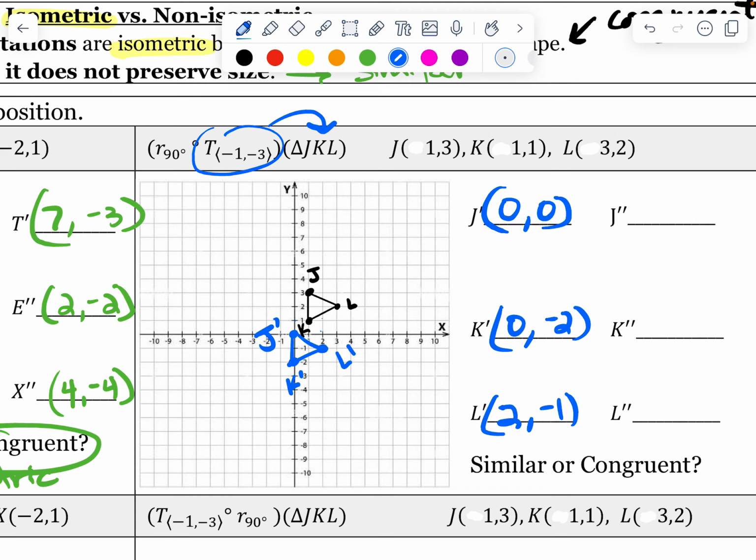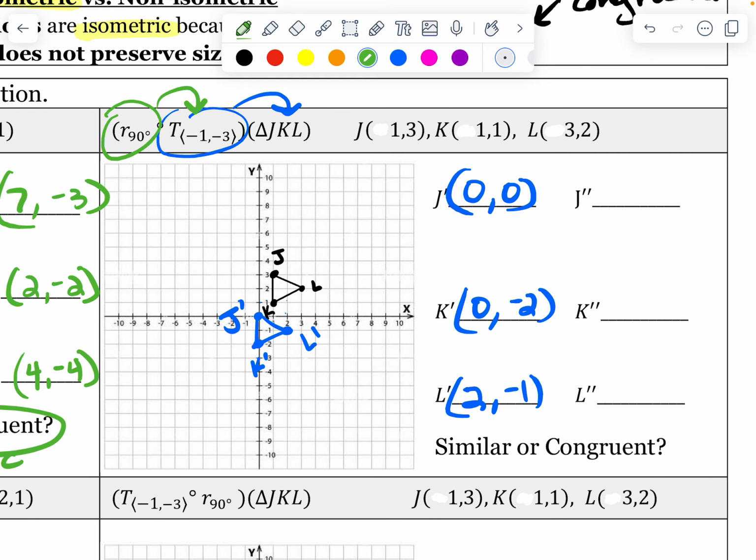All right, but we are not finished. We need to now rotate this figure 90 degrees. So our 90-degree rule is switch x and y, change the sign of the new x. So it's negative y comma x. So we're just going to keep J at 0, 0. J double prime is still 0, 0. K double prime, switch x and y, change the sign of the new x. So it's going to be 2, 0. K is at 2, 0 right here. K double prime. And L double prime, switch x and y, change the sign of the new x. So it's at 1, 2.